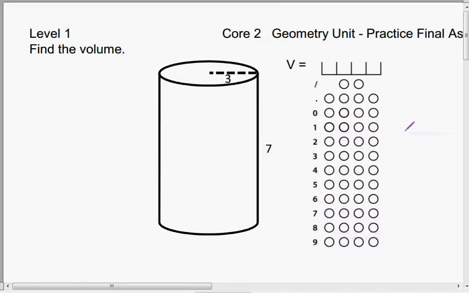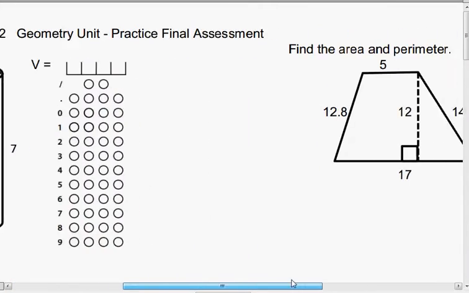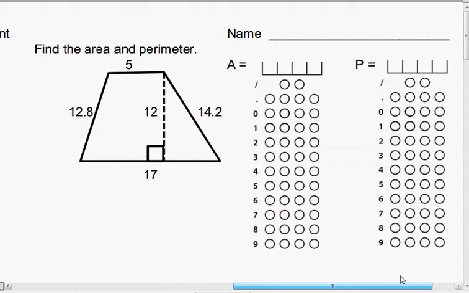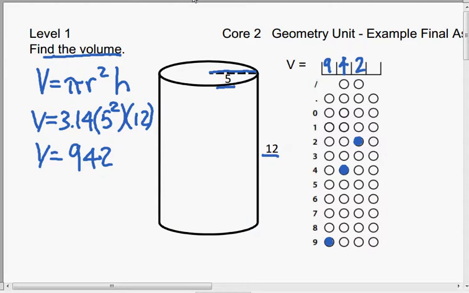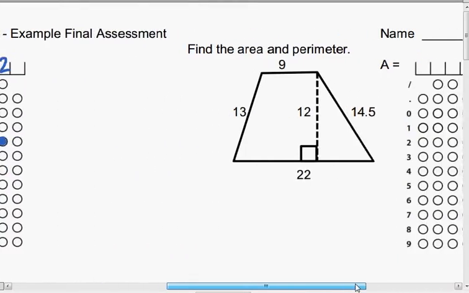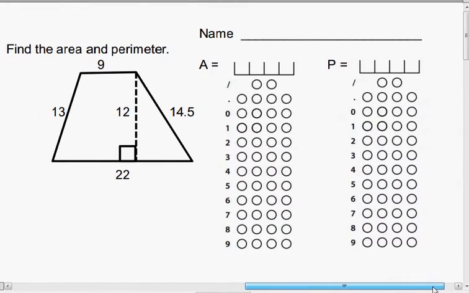All right, let's move on. The second question, find the area and the perimeter of the trapezoid. I'm going to do that on the example sheet again. So find the area and the perimeter.